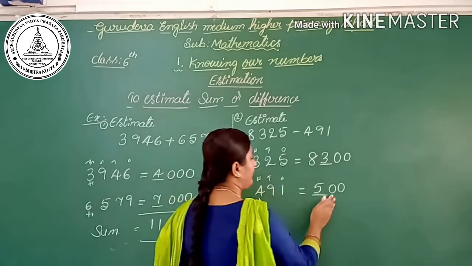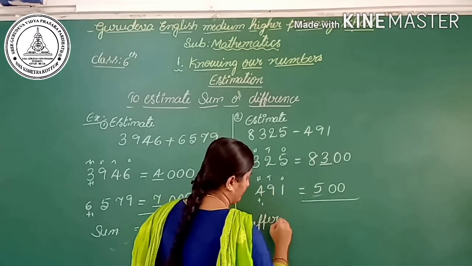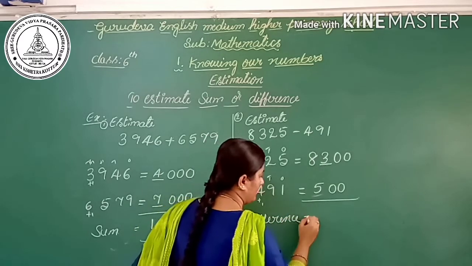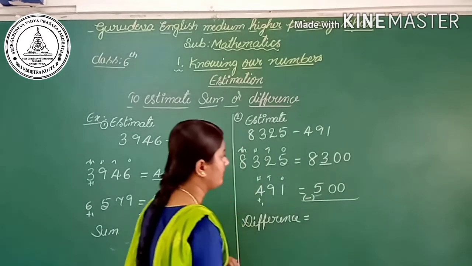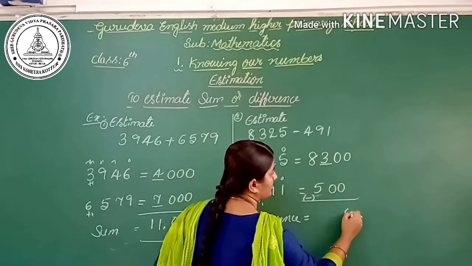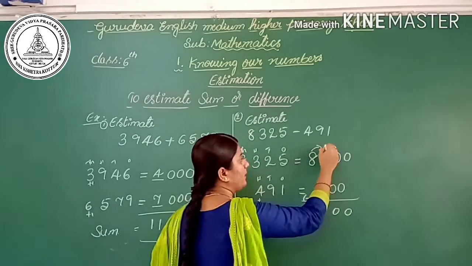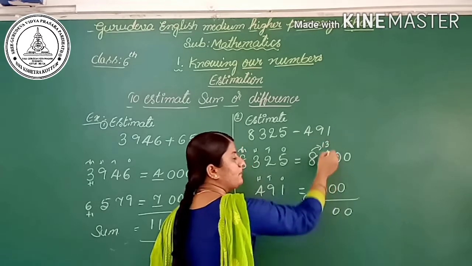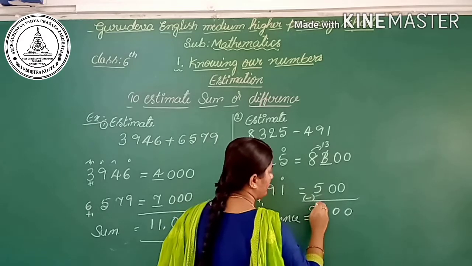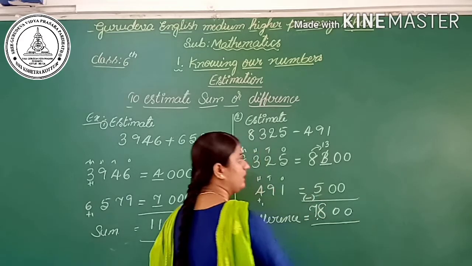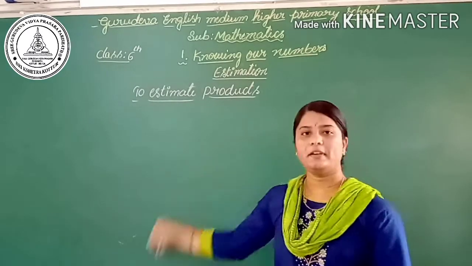Okay, then find the difference. The difference is 0 minus 0 is 0, 0 minus 0 is 0, 3 minus 5, we cannot subtract, so borrow, it becomes 13. 13 minus 5 is 8, then here there is a 7, so it is 7,800. Okay, next concept is estimate products.